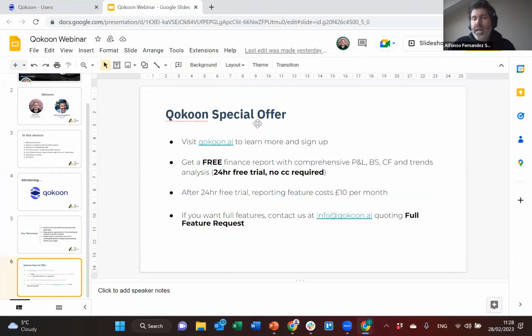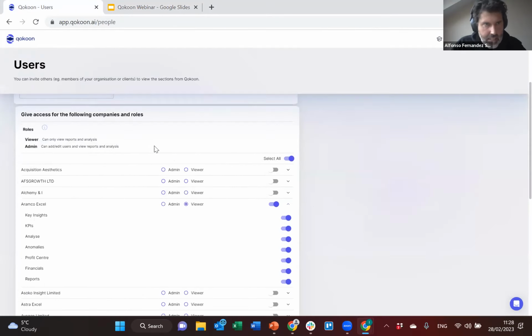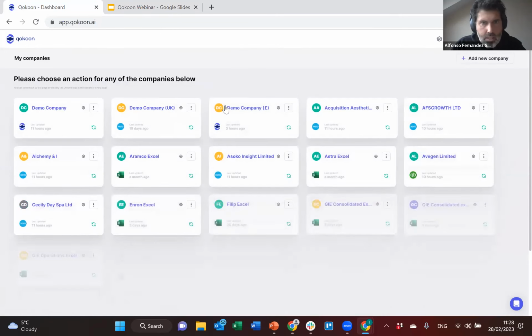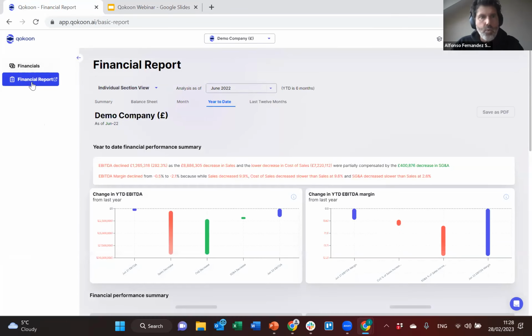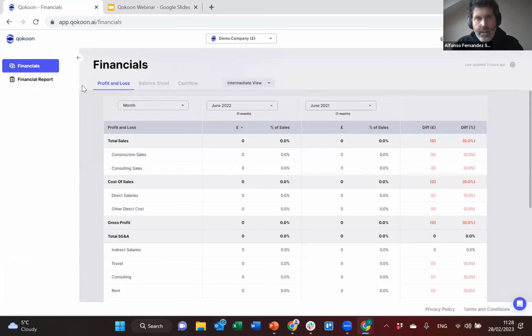The problem we've had in the last 6 months is that when we launch Qokoon and give all those functionalities on the left, many accountants got confused and said, okay, I'm overwhelmed. So when you go to Qokoon and log in, it's going to be a reduced section. It's important to say this: you're going to see a reduced version where you have the finance report that we discussed, and the ability to look at the accounts.